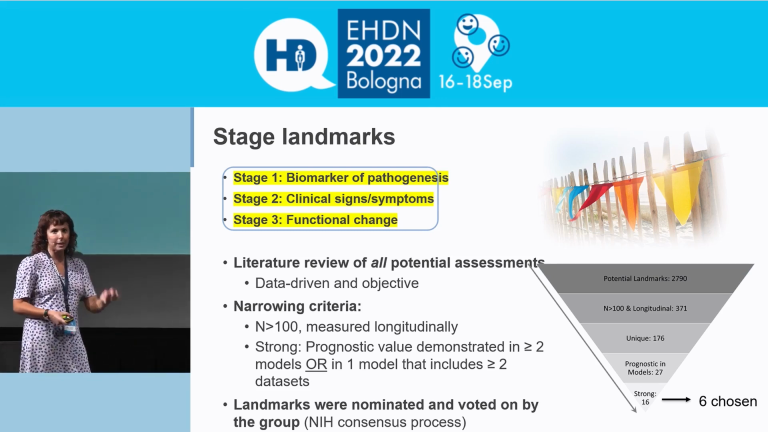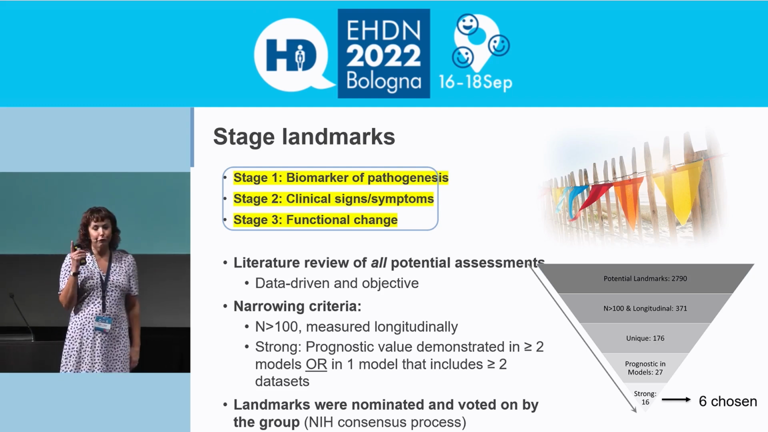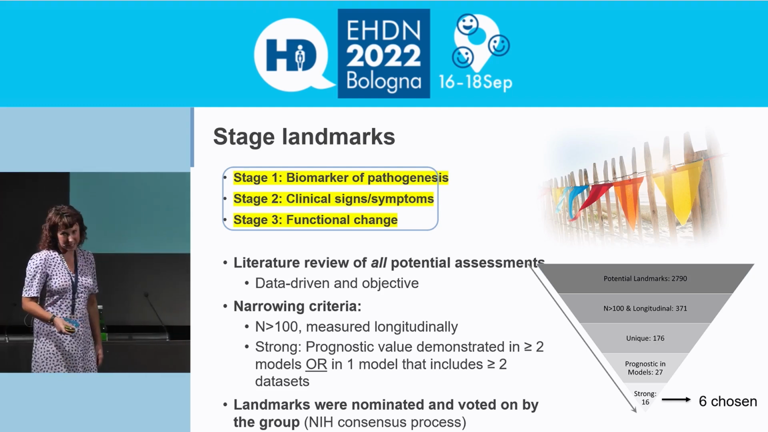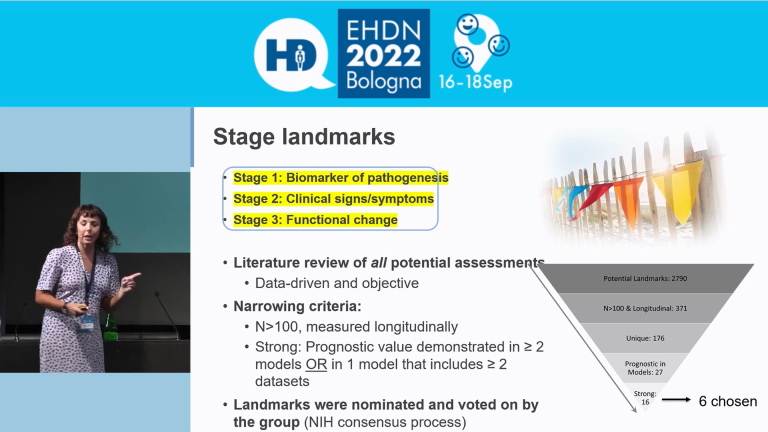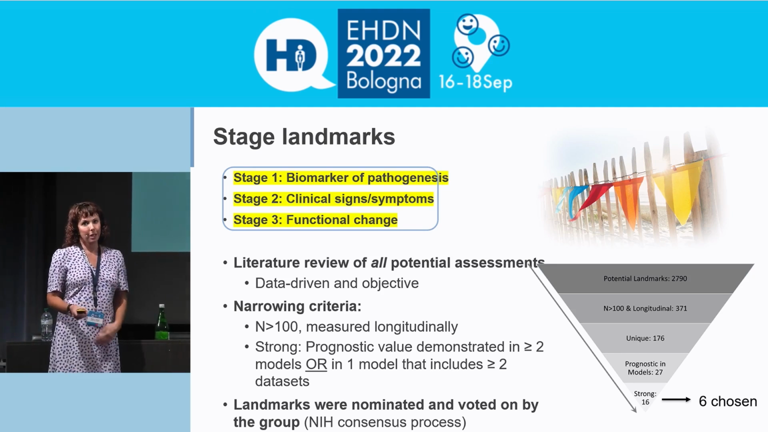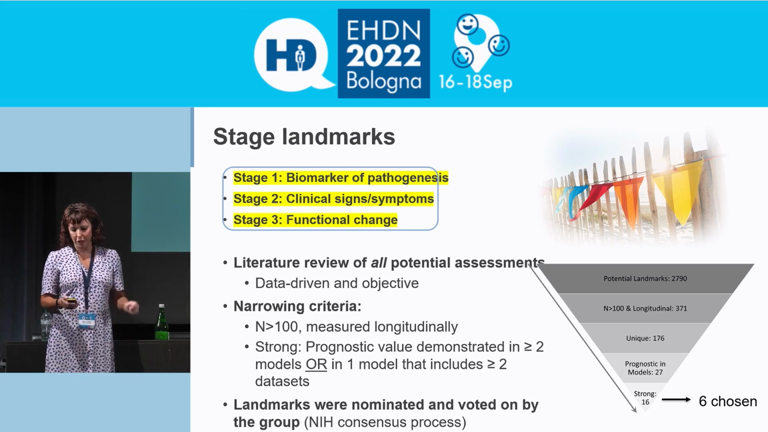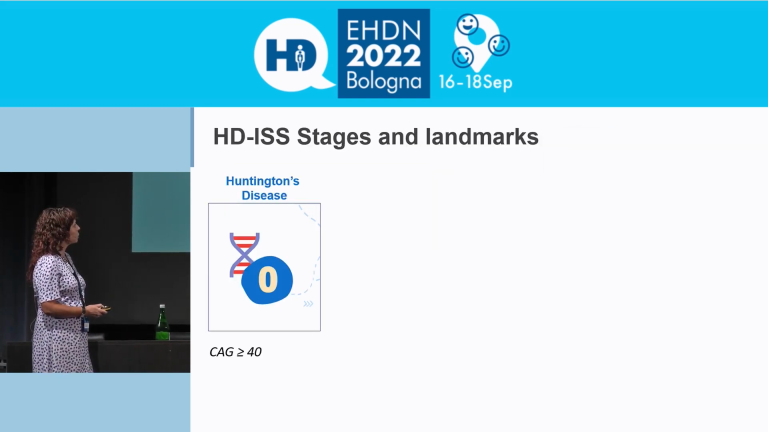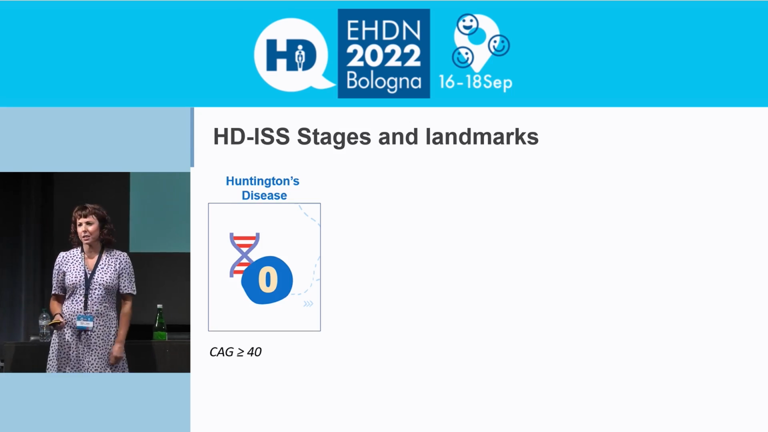Those are the gates. And the landmarks were nominated and voted on through an NIH consensus process. And actually, interestingly, in the voting, there was unanimous voting for each of the landmarks that came up. So, Huntington's disease stage 0.